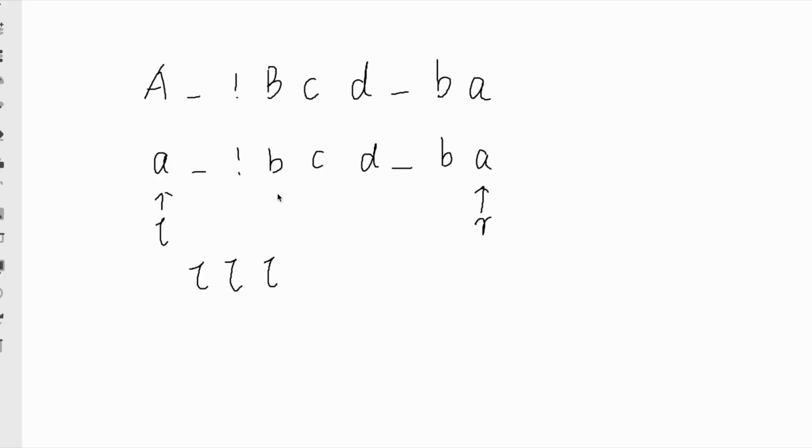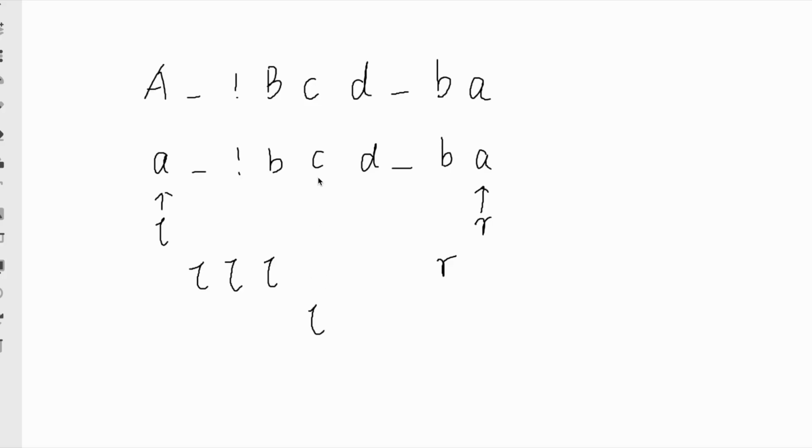Now we reach a letter, which is the alphanumeric value. Then we are good for left pointer. Now we need to move the right pointer inward. Then we need to compare the value. B is equal to B. So we keep moving inward.